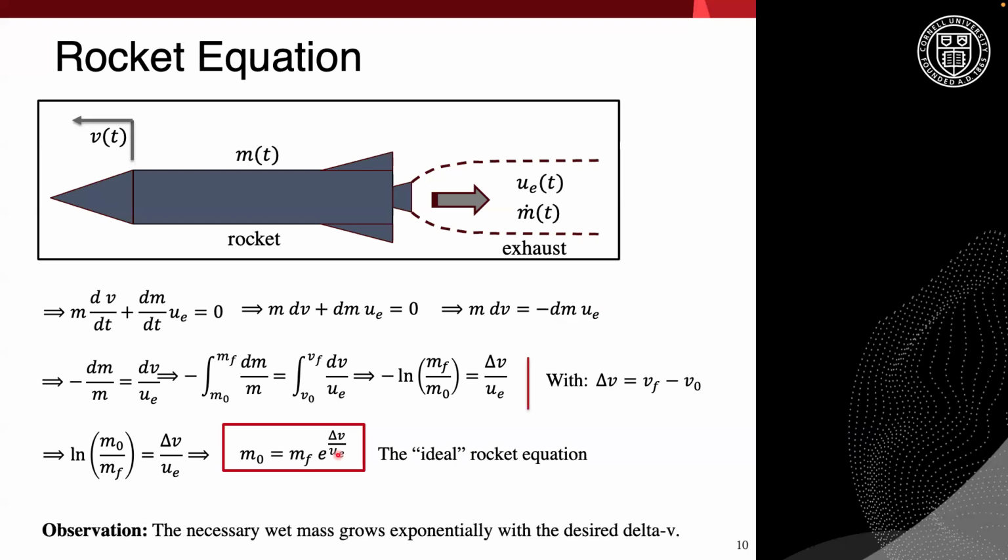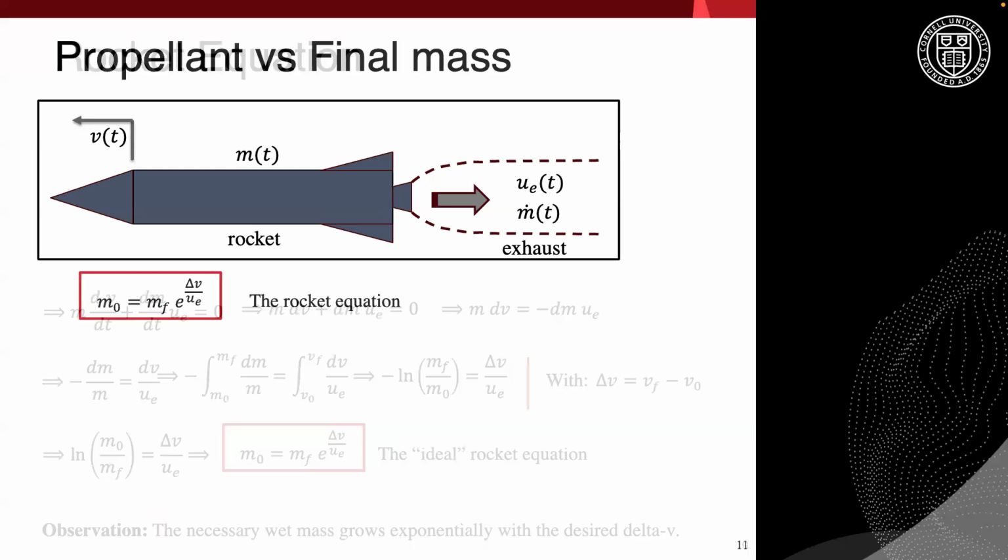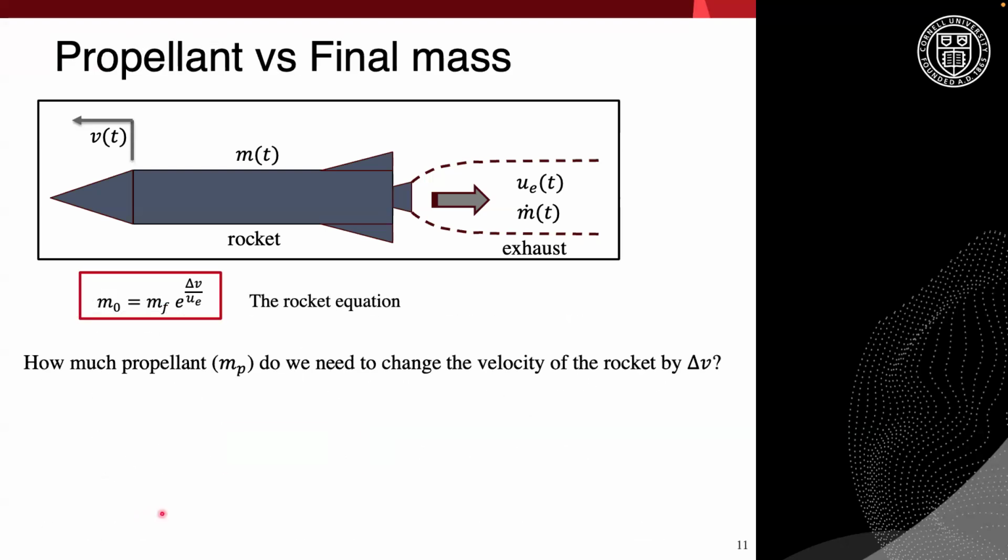There's also a quick observation here, which is that the necessary wet mass grows exponentially with the desired delta V. And we will see this in the next slides. There is a very important question that is asked in rocket science, which is how much propellant mp do we need to change the velocity of the rocket by delta V? So if we prescribe delta V, which is the change of velocity that we want to achieve, how much propellant do we need?